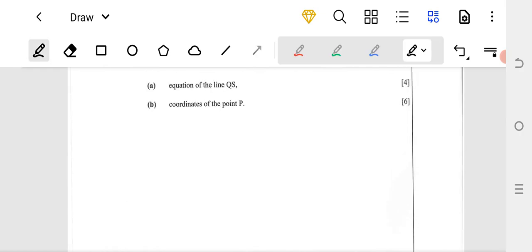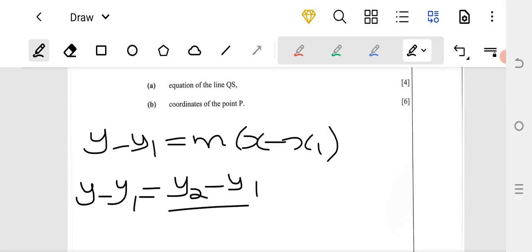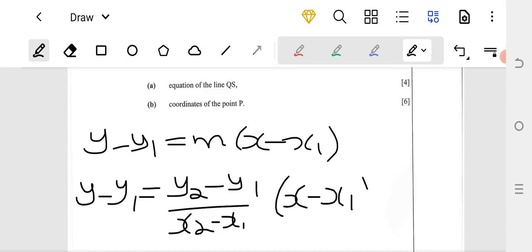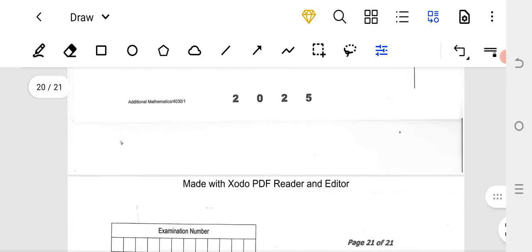There's a cheat code, okay? You can write it like this: y minus y1 is equal to m multiplied by x minus x1. That's your equation for the straight line. But you can also write it like this: y minus y1 is equal to, instead of writing m, you say (y2 minus y1) over (x2 minus x1) multiplied by x minus x1. So this is the same as m.